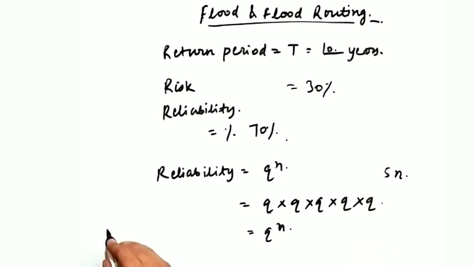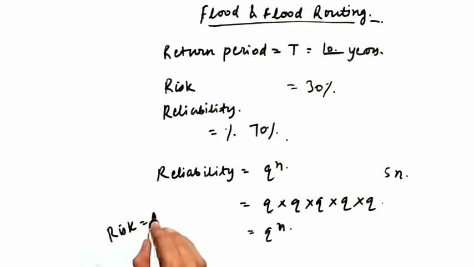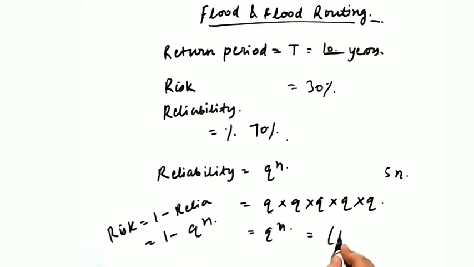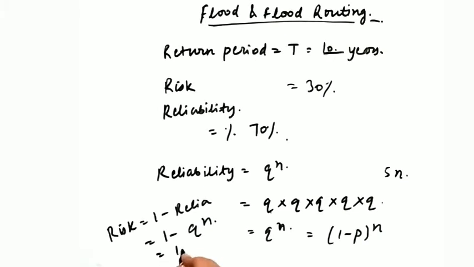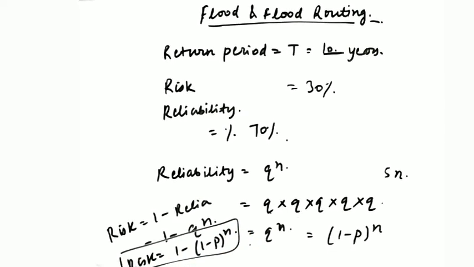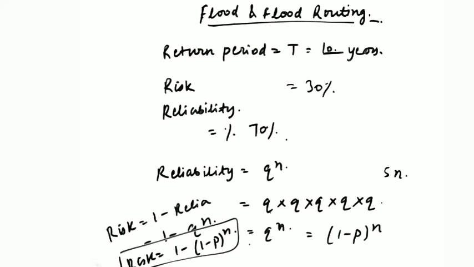Now what is risk? Risk is 1 minus reliability. So this means 1 minus Q to the power n. This can also be written as 1 minus (1 minus P) to the power n, since Q is 1 minus P. This is risk. Now the examiner will directly ask you, not the probability of non-occurrence in a year or the probability of occurrence at least once in n years. It will ask you directly what is the risk associated with the structure.